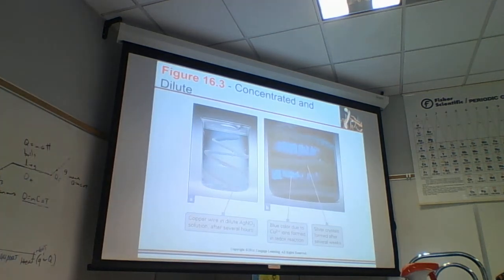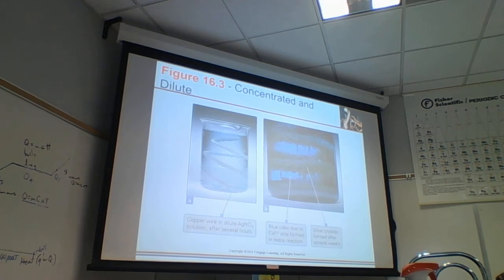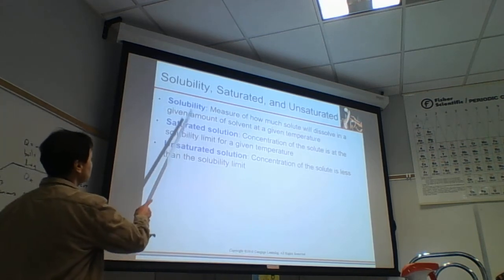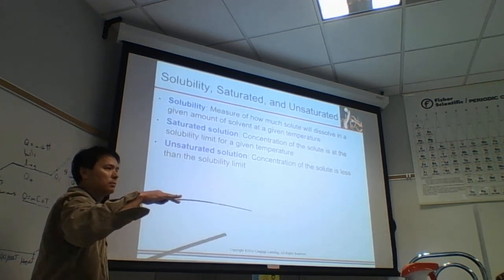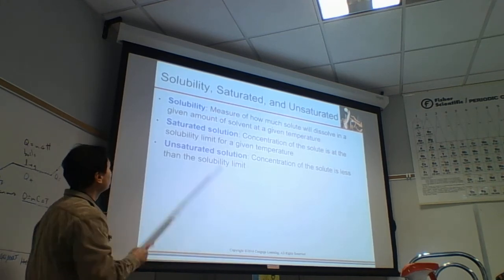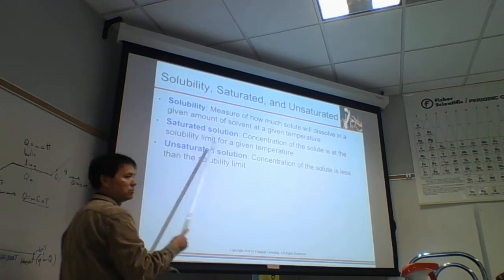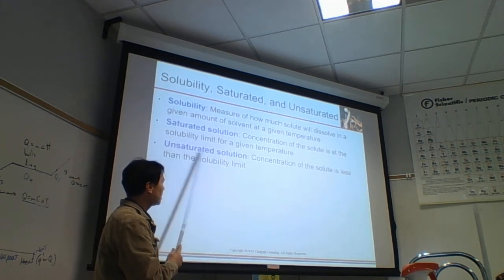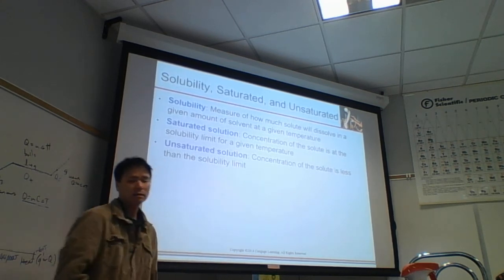Well, what's happening? The silver nitrate's attacking the copper metal, making copper 2 nitrate. And so on the left we see dilute copper 2 nitrate, on the right we see concentrated copper 2 nitrate. The solubility, again, is the maximum amount. If we want to know what the max is, we look at the solubility. It's going to be a fixed number. Or it might be miscible, or it might be immiscible. A saturated solution is a solution right at the solubility limit. We can't dissolve anymore. An unsaturated is below the solubility limit.